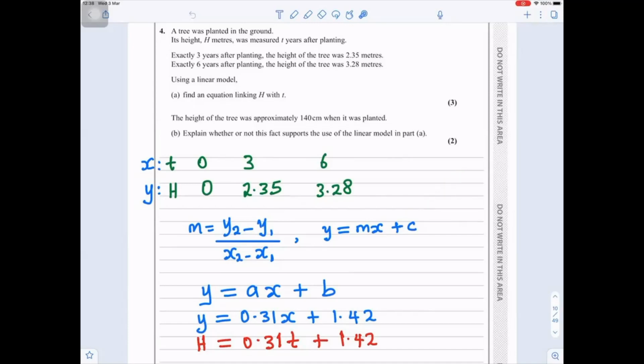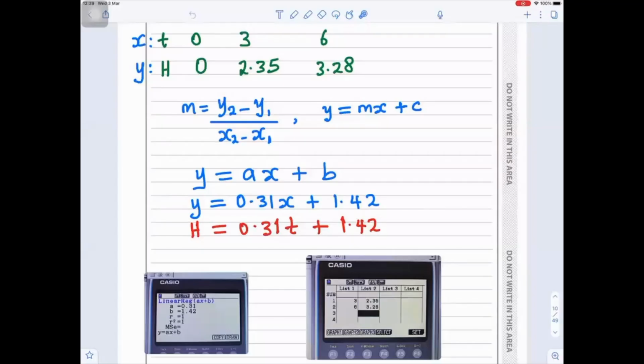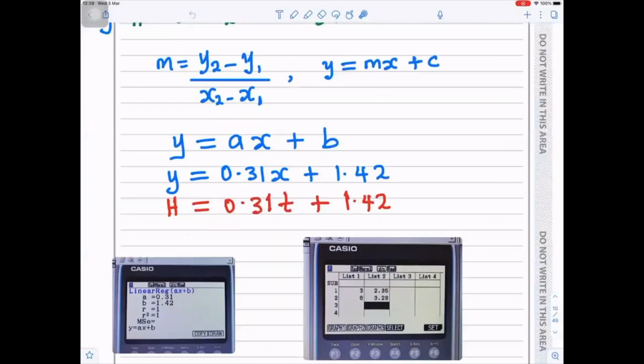So we can write the first equation, y equals ax plus b, y equals 0.31x plus 1.42. So h equals 0.31t plus 1.42. And you may wonder where we got this 0.31 and 1.42 from. If you enter these numbers in your calculator using statistics mode, so you enter the 3 and the 6, the 2.35 and the 3.28, and you use the linear regression, it would give you the gradient of 0.31 and the intercept of 1.42. That's where that comes from.